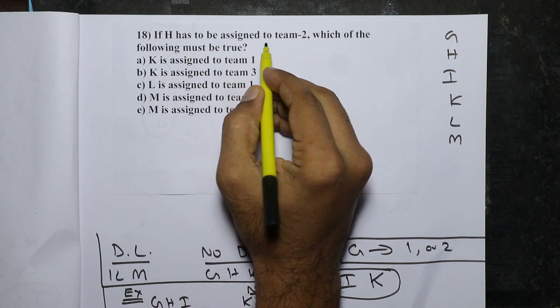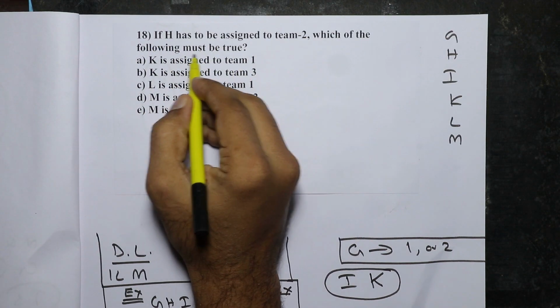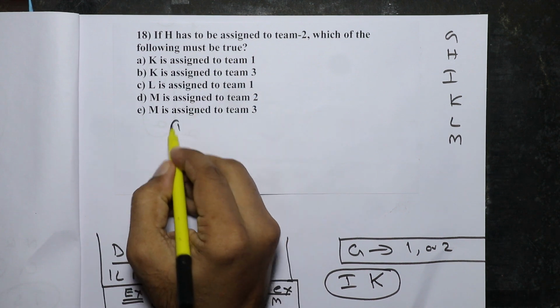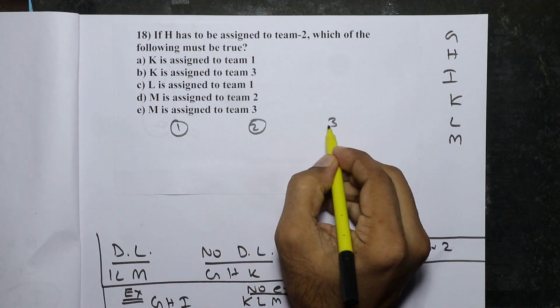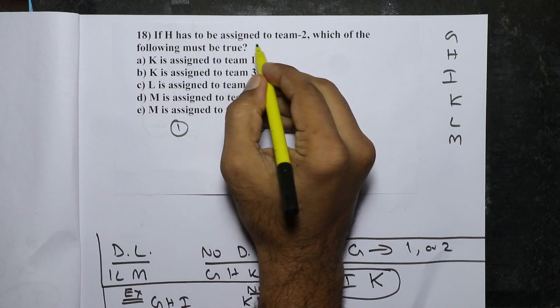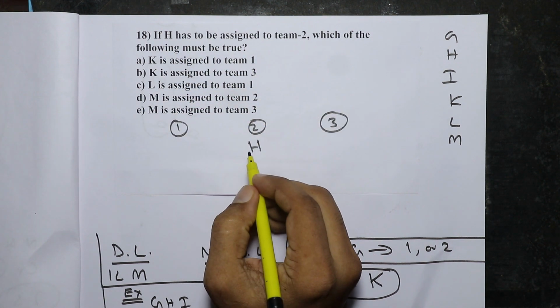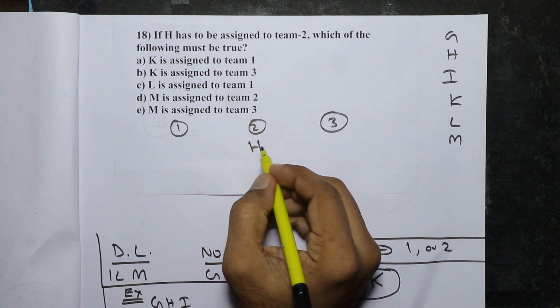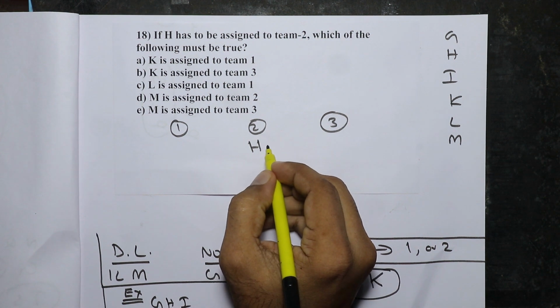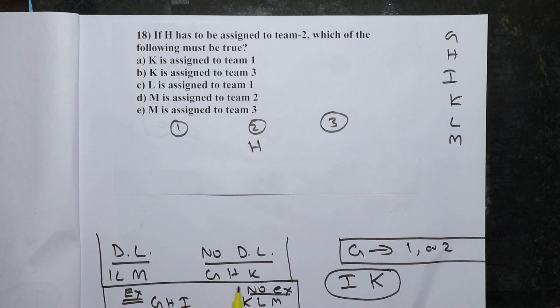If H has to be assigned to team 2, which of the following must be true? So this is team 1, team 2 and team 3. H has to be assigned to team 2. Now let us look at the position of G. Now we cannot have G and H in one team. If you look at G and H, none of them have a driving license. So a team such as GH is not possible.